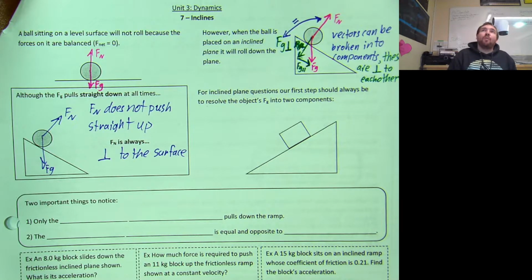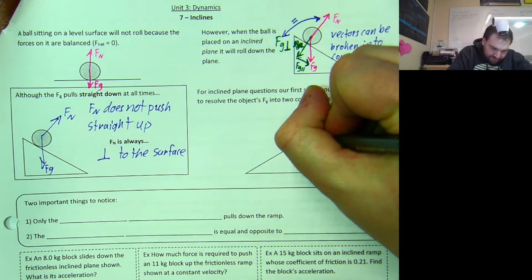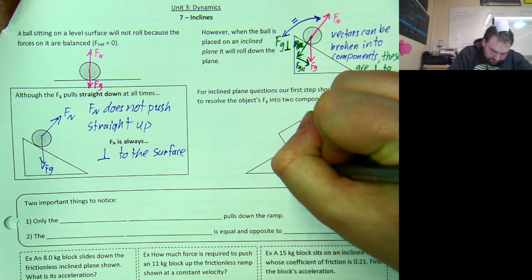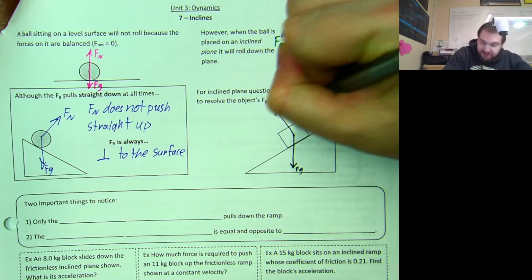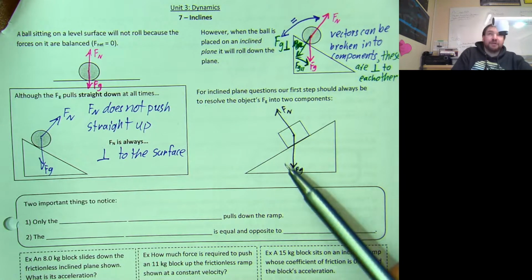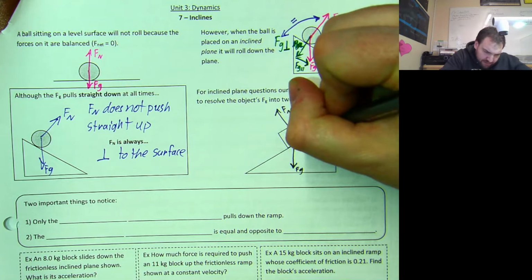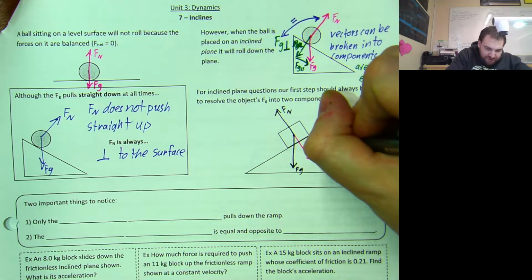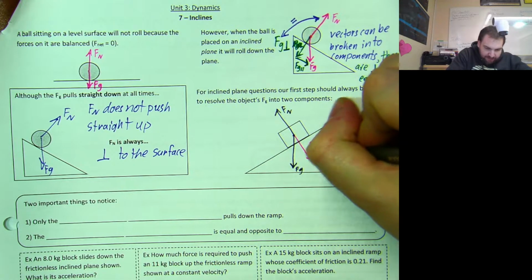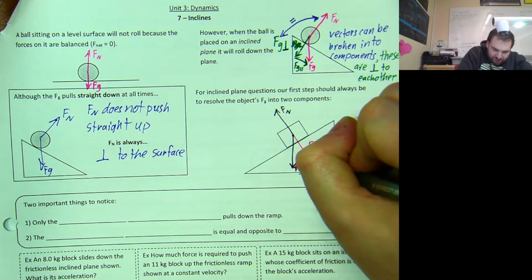So we're going to draw one more time here with feeling. We're going to put a little bit more information on here. So we've got FG acting straight down. We've got Fn acting perpendicular to our surface. And now on this one, I'm going to draw in the components again. I'm going to make them pink. So here, I've got FG perpendicular. Here, I've got FG parallel.